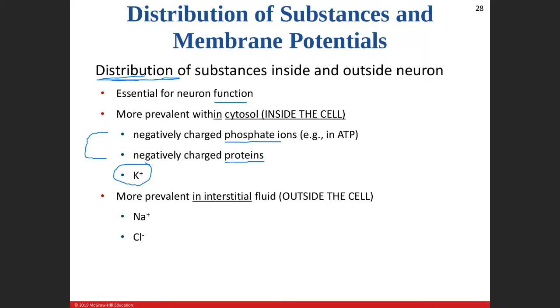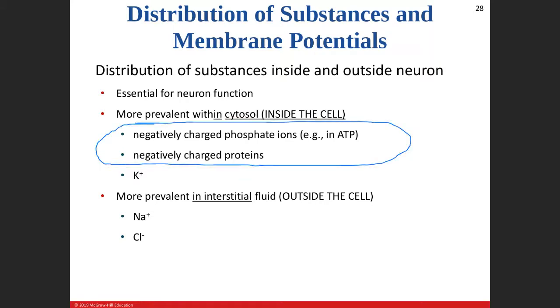You're probably thinking, well, Dr. Kaz, potassium is up there, and potassium is a cation, positively charged. You're absolutely right. But there are so many more negatively charged proteins and phosphate ions that they cancel out all the positivity of the potassium. That's what makes the inside of the cell more negative in a resting neuron. Here's the thing: these two structures cannot leave the inside of the cell. They're trapped there, for right now.